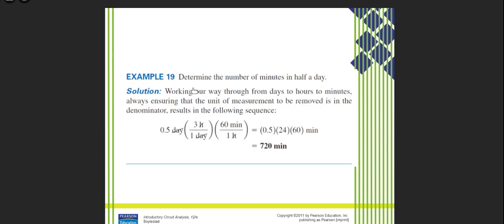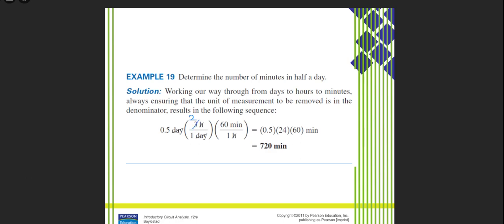Let's do another example. It says determine the number of minutes in half a day. So I have here half a day, and I'm going to do some conversion. Usually we are going to do it with the number of hours. So here, I also need to do one correction.